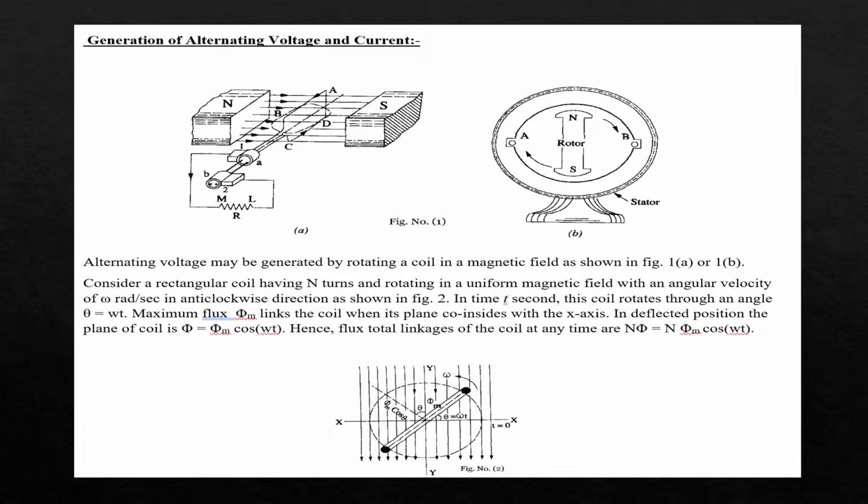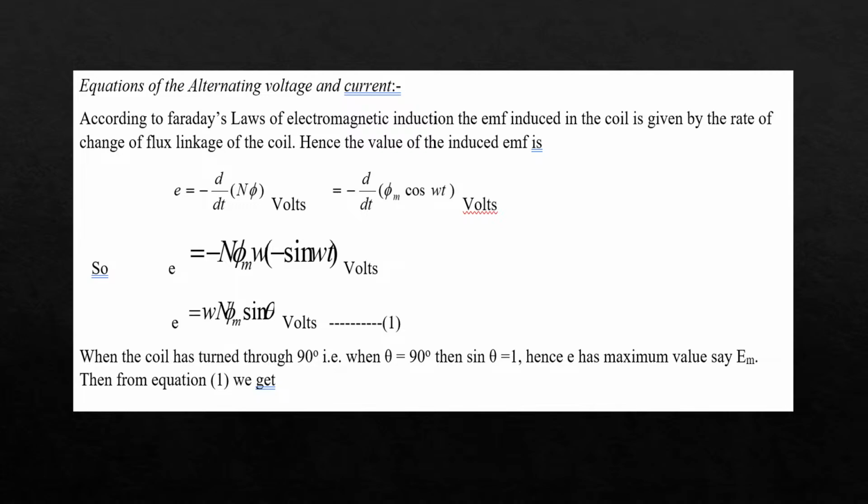Now what is phi m? That is also given, I think, in the slides. So equations of alternating voltage and current: E equal to... So a lot of formulas here.